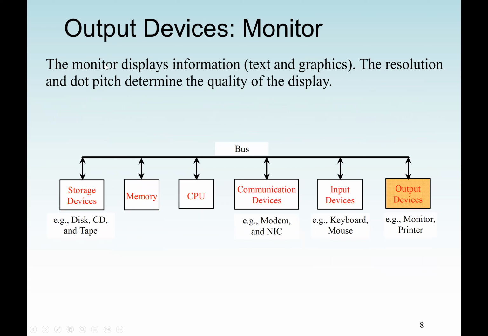Next are the output devices. We have the monitor, and one of the common ones also is the printer. Speakers can also be an output device, because when we have audio and we want to get the information out, we use speakers. So any device that makes it possible to get a result or information out of a computer is an output device. Here the monitor displays information. It can be graphics or text. The resolution and the dot pitch will determine the quality of the display.